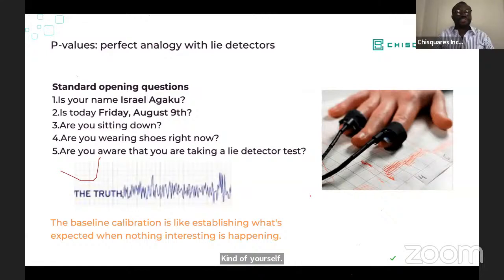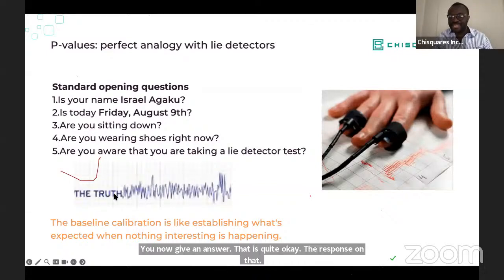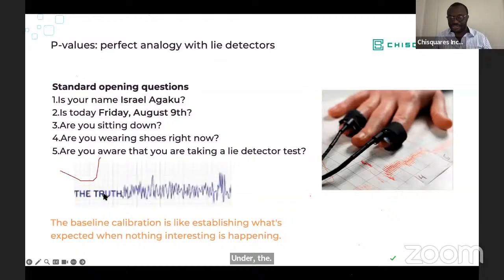So these are standard questions we ask, right? And the whole reason is to establish the truth. That is the reason why you ask those baseline questions, to establish the truth. So that when they now ask you, "So did you steal that money?" and you give an answer that is quite different, it's like, okay, the response under the test is quite different from the baseline we've established from the truth.